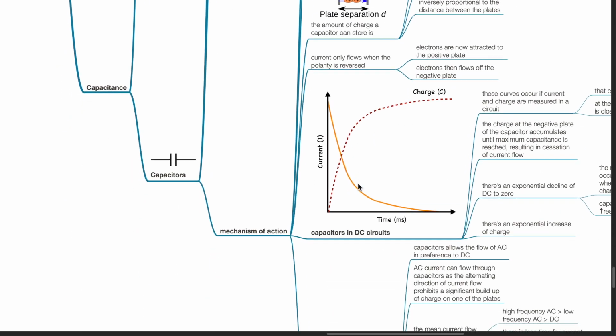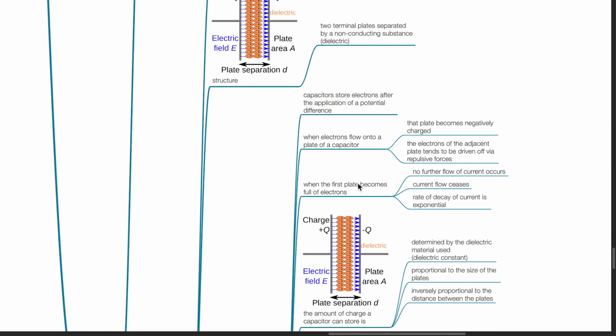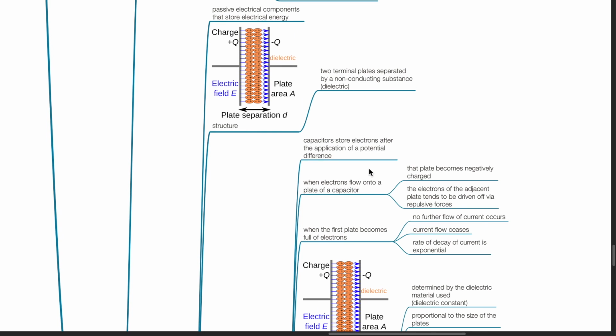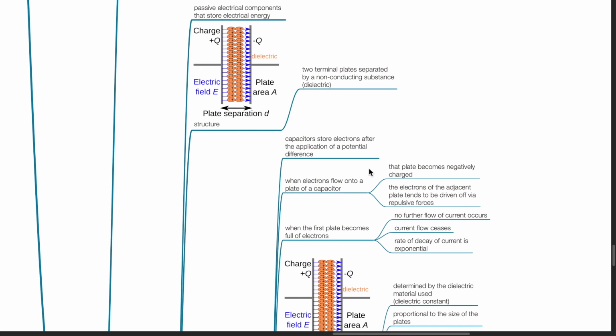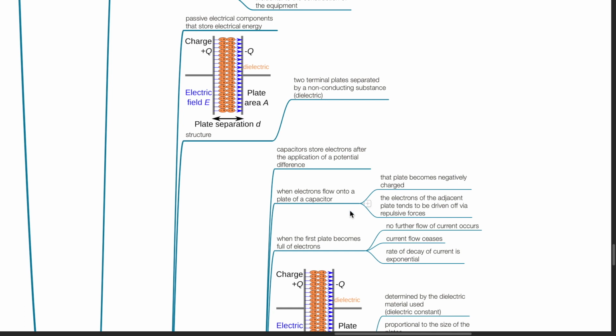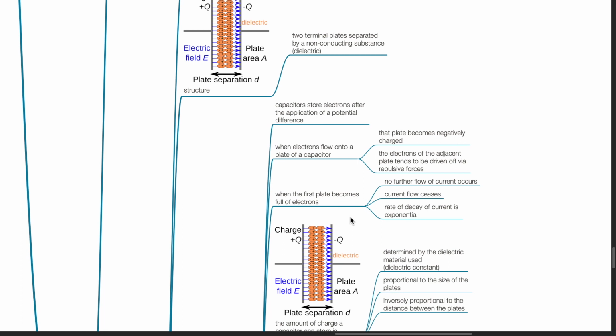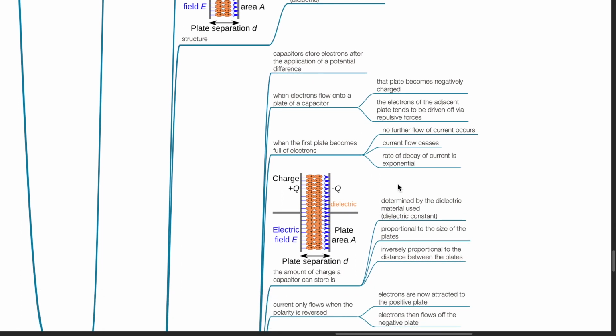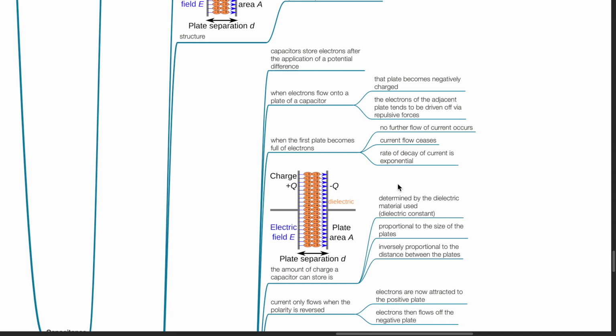Mechanism of action. Capacitors store electrons after the application of a potential difference. When electrons flow onto a plate of a capacitor, that plate becomes negatively charged. The electrons of the adjacent plate tend to be driven off via repulsive forces. When the first plate becomes full of electrons, no further flow of current occurs. Current flow ceases and the rate of decay of current is exponential.